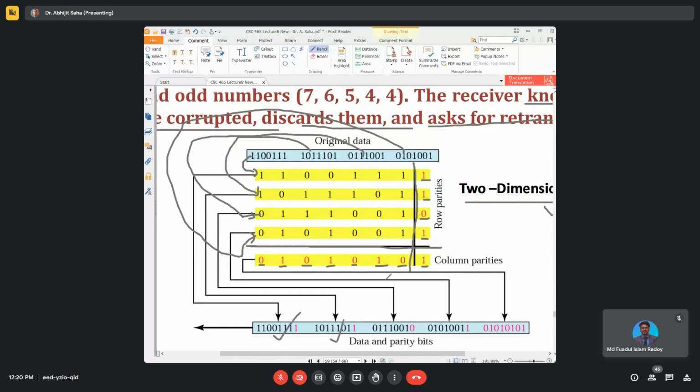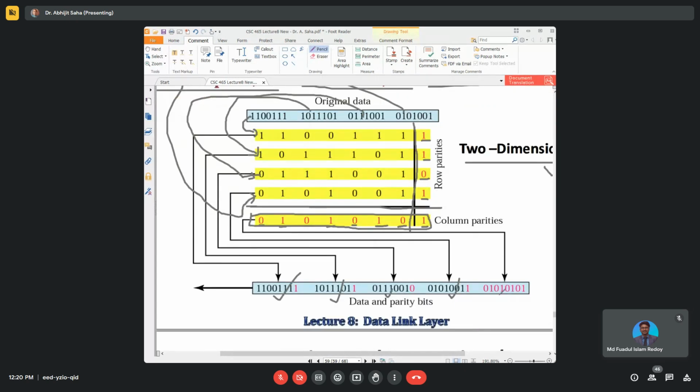You have 1, so you have added 1. With this data you have added 0, and with that the 1. And these bits are actually the column parity bits. So this is the data with the parity bits that are going to be sent to the receiver side. Is it clear how it has been calculated? Yes, sir.